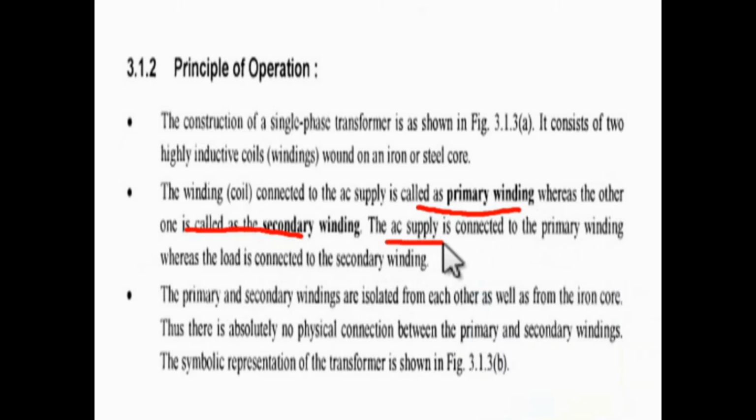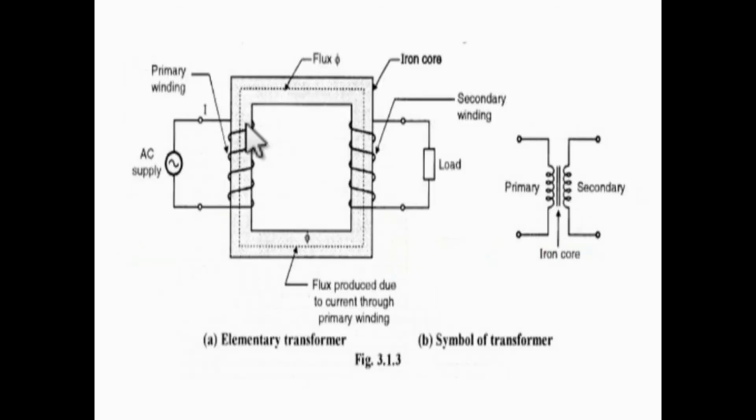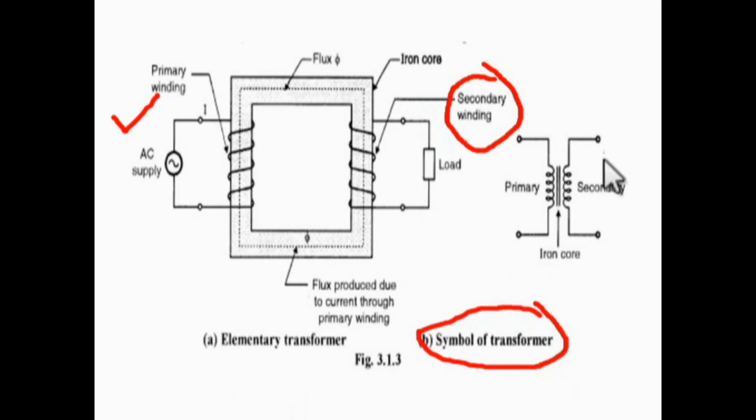The AC supply is connected to the primary winding, whereas the load is connected to the secondary winding. You see guys, this is the supply end, which is the primary winding section, where you connect single phase AC supply, and you connect the load on the secondary side. So guys, this is the secondary side where the load is to be connected across these terminals. Okay, so guys, this is also a symbol of the transformer. You always represent the primary winding and the secondary winding like this.